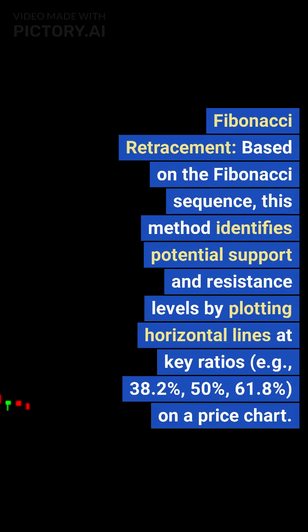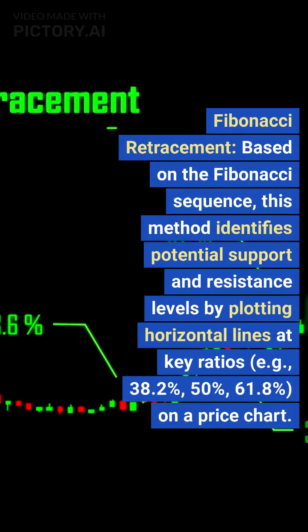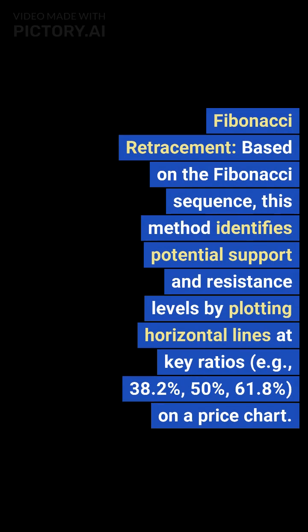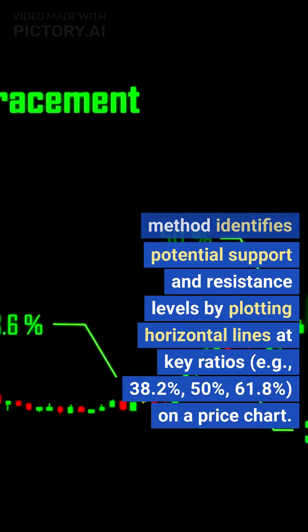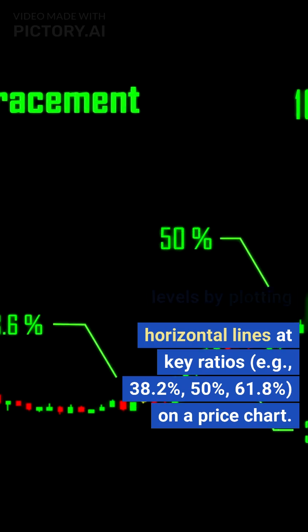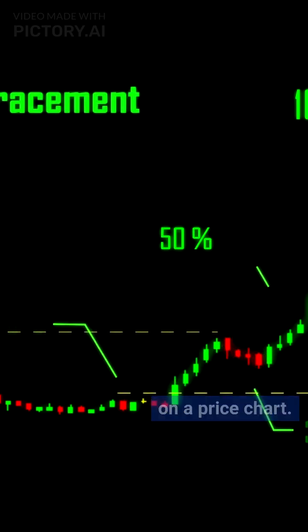Fibonacci Retracement. Based on the Fibonacci sequence, this method identifies potential support and resistance levels by plotting horizontal lines at key ratios, e.g., 38.2%, 50%, 61.8%, on a price chart.